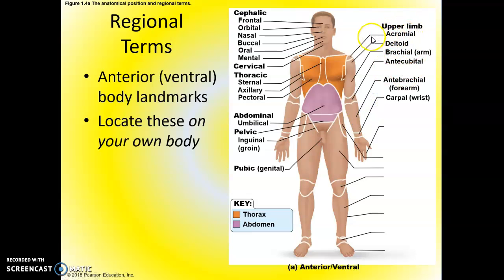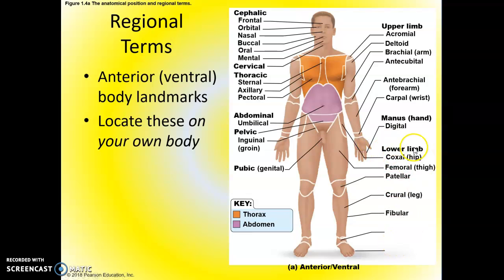Coming down the arms, we have the upper limb. We've got the acromial region, which is the upper part of your shoulder before it turns and heads down. The big meaty part of your arm is called the deltoid. We've got the brachial, which is the upper arm. The antecubital region is the part where, if you bend your elbow, the angle gets smaller. The antebrachial region is the forearm. Then we've got the carpal region, which is the wrist area, where a watch would go. Then we've got the hand, or the manus, which includes all of the digits.